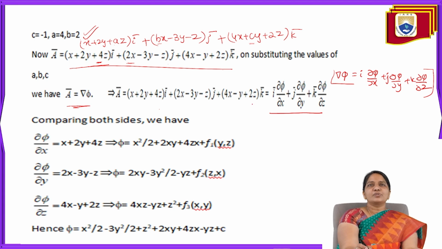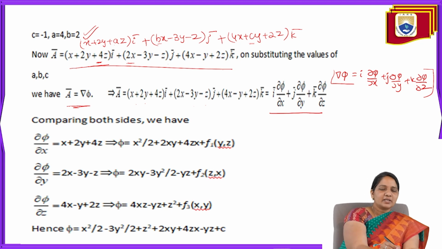Is it clear? So how we got the values after finding the ABC values? We substituted in the vector. So now we got this vector a bar like this. So a bar equal to x plus 2y plus 4z into i bar plus 2x minus 3y minus z into j bar plus 4x minus y plus 2z into k bar.